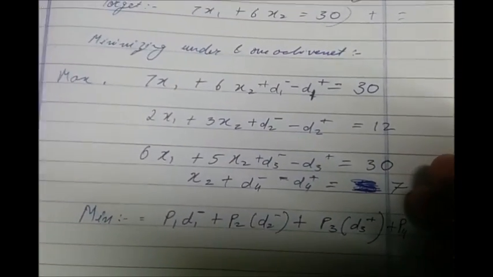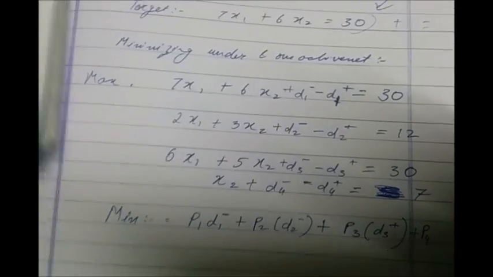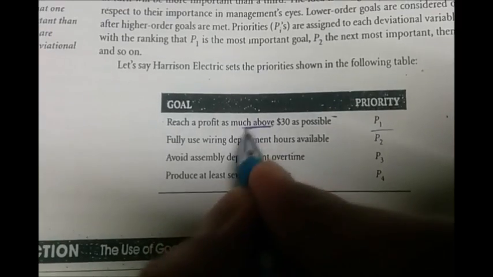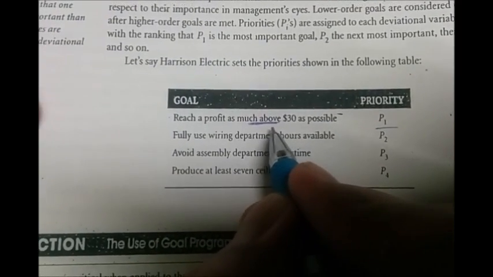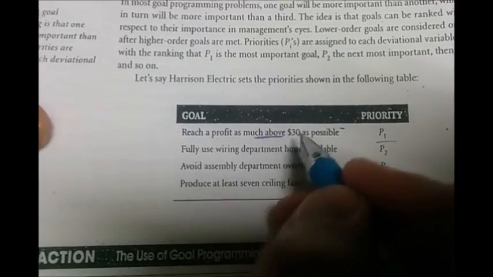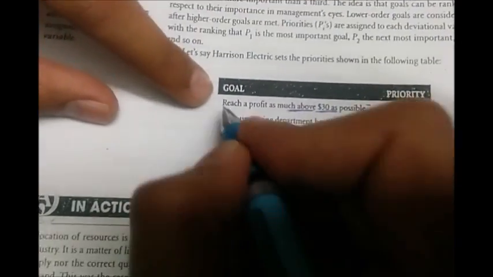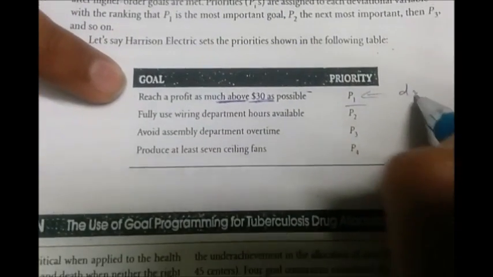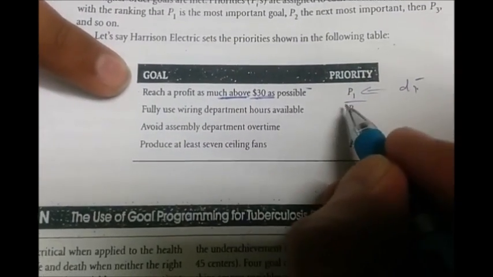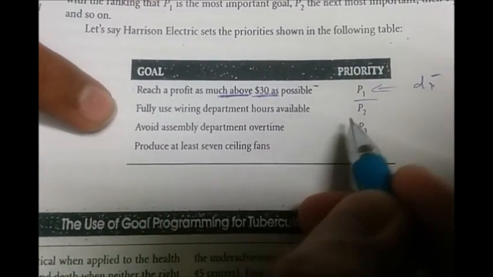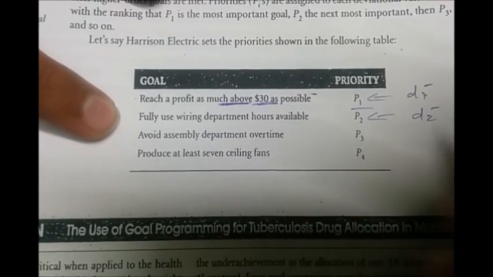Now comes priority. A company may have numerous goals, but the priority of those goals will vary. In our case, they have given us the priority P1 to reach a profit as much above 30. This term 'above' is very important to be noticed. What is it not allowing us to do? Underachievement. It tells us not to underachieve. Now, fully utilize wiring department hours. Fully utilize means, again, there should be no underachievement.